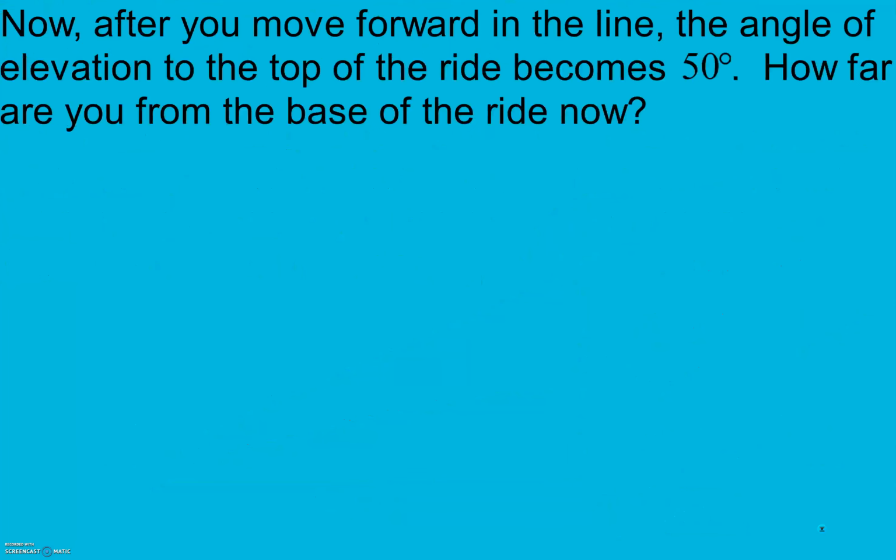Now you move forward in the line a little bit, and the angle of elevation to the top of the ride becomes 50 degrees. How far are you from the base of the ride now? So we have the ride here. Your friend is here. Or maybe they're off the ride, I don't know. And you're here, and you're looking up here. And this angle is 50 degrees. And you want to know, what is the distance from you to the ride?